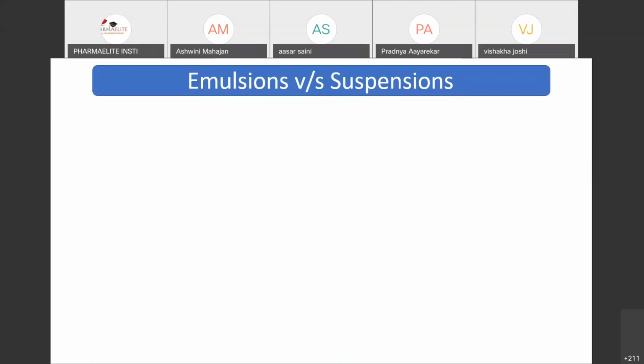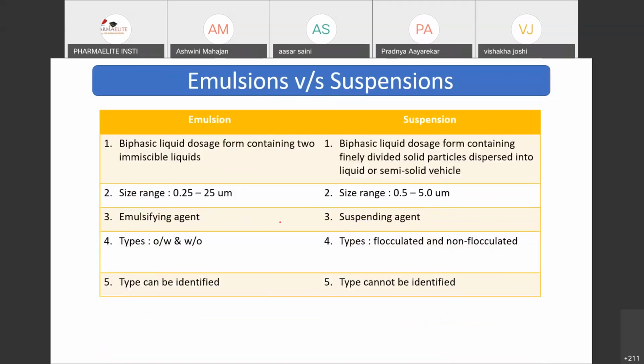With regards to your emulsions, what is it which is majorly there? What happens in emulsions? Emulsion is a biphasic liquid dosage form. It has two phases. In the same way, in your suspensions also, there are two phases. But the major difference between both of them is, in case of emulsions, there are two immiscible liquids. So there will be two separate layers. One will be an oil layer, one will be a water layer, separated from each other, nothing to do with each other.